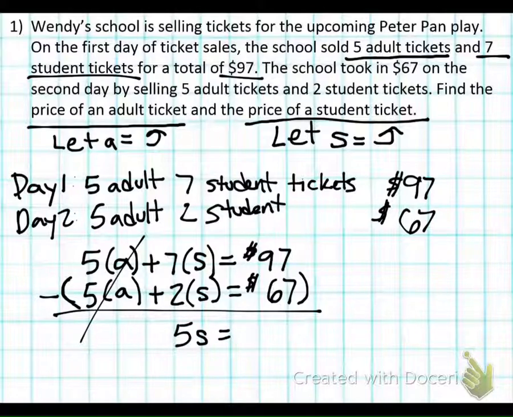And 97 minus 67 gives me $30. Dividing by 5, I get S equals $6. And then I plug that 6 back into one of my original equations. I'll do the second one.